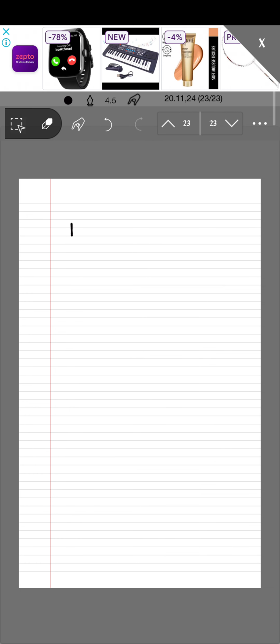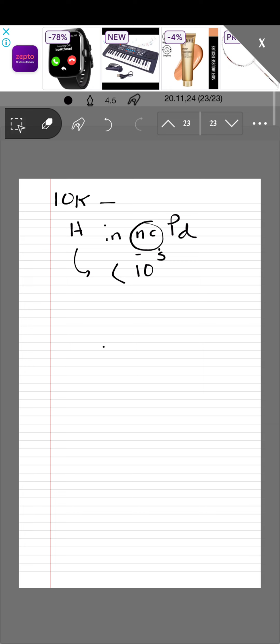Like if you talk about solubility of hydrogen in nanocrystalline palladium, at a concentration of 10 to the power minus 3, less than this concentration. So in this case, since this is a nano, there is an enhancement of solubility, 10 to 100 times compared to the coarser palladium crystal.